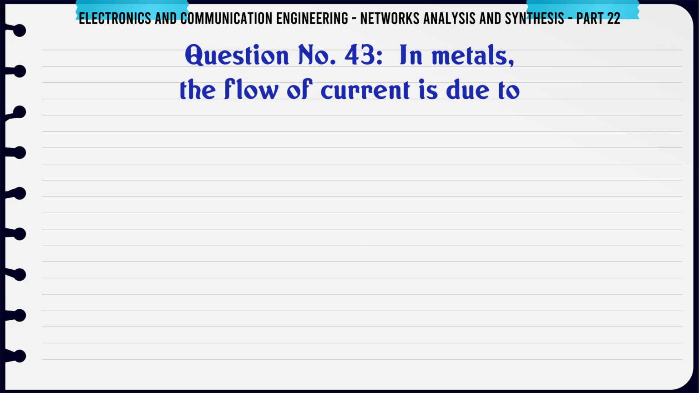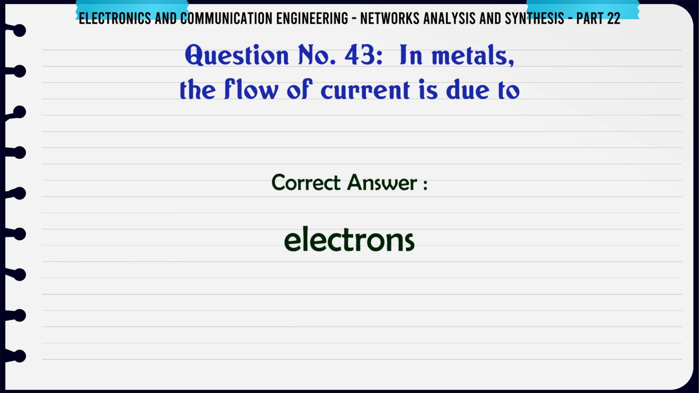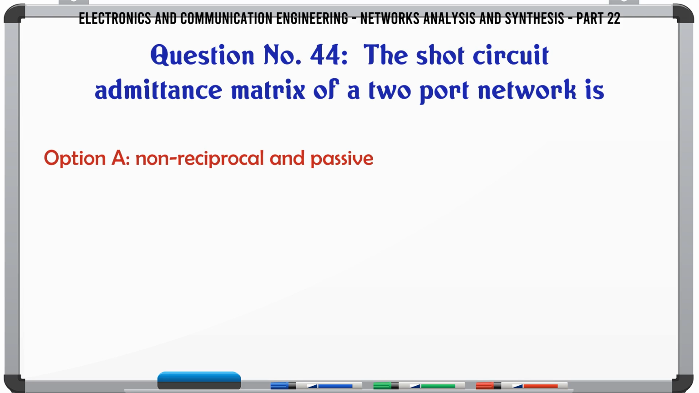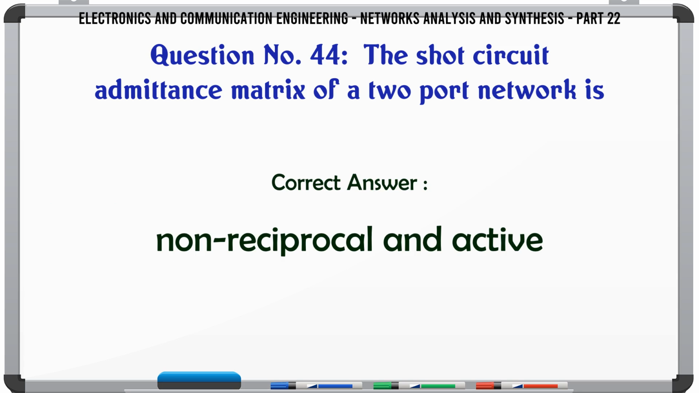In metals, the flow of current is due to A. electrons, B. ions, C. holes, D. electrons and ions. The correct answer is electrons. The short circuit admittance matrix of a two-port network is A. non-reciprocal and passive, B. non-reciprocal and active, C. reciprocal and passive, D. reciprocal and active. The correct answer is non-reciprocal and active.